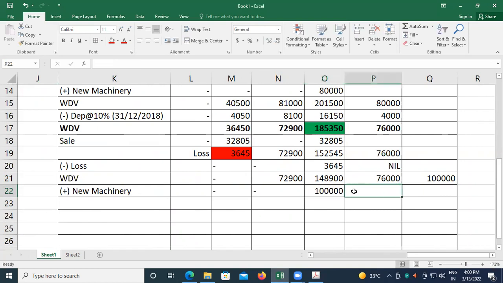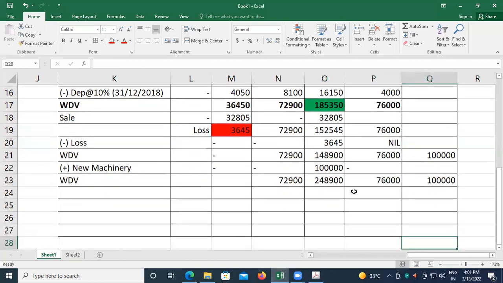1 lakh rupees. So this is not there, and 1 lakh rupees already I have added here. So it means the total value of the asset is now 1,48,900 plus 1 lakh rupees. It will come 2,48,900 rupees. And here, what is the value of the asset? 72,900. And here it will come 76,000. And here it will come 1 lakh rupees. So this is the final written down value of the asset.